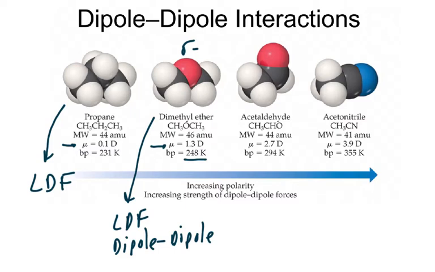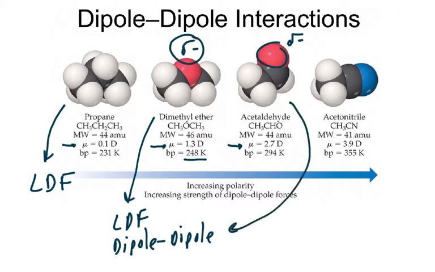Now look at the third molecule. Also polar, but you'll notice it's more polar because here, instead of the negative being in the center, it's to the edge. Notice how it's much higher in polarity. You could tell by the 2.7 debyes. The intermolecular forces present here are also LDFs and dipole-dipole, but because this molecule is more polar, notice how the boiling point is higher. You're seeing a trend. As the polarity increases, the strength of the dipole-dipole interaction also increases, which makes the boiling point higher.